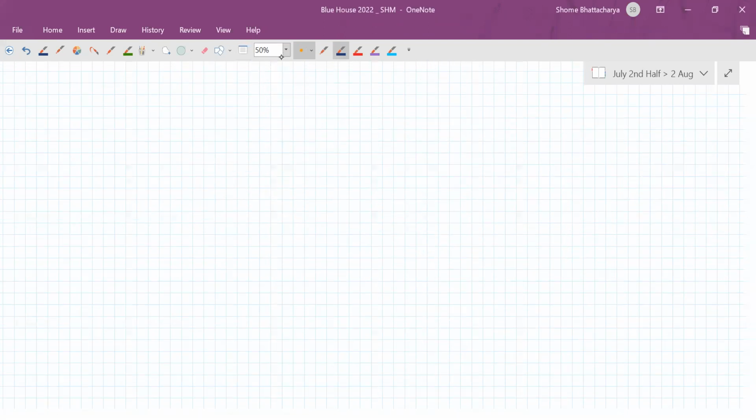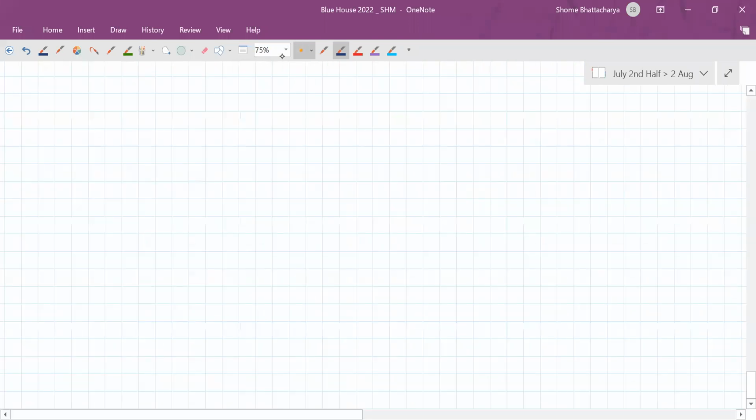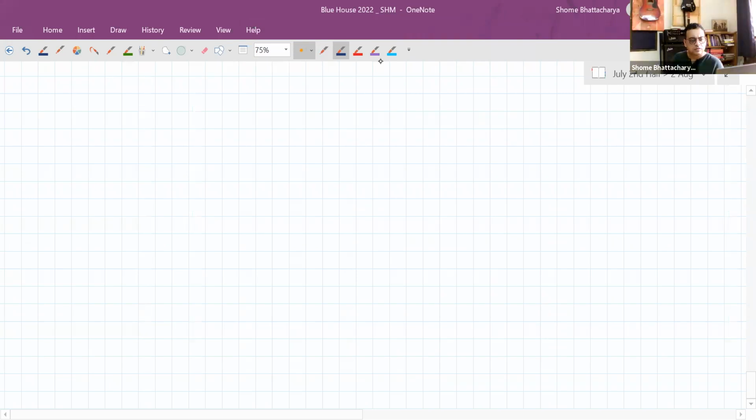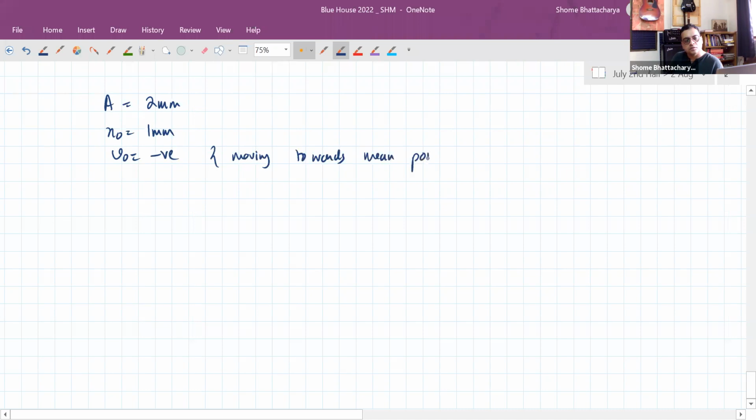Okay, so now, for example, this particular problem that we were solving earlier. In this, we were told that the amplitude is 2 millimeters, but the starting position was 1 millimeter, and my initial velocity was negative. How did I know this? Because it was moving towards the mean position. And the frequency was equal to 4 hertz.